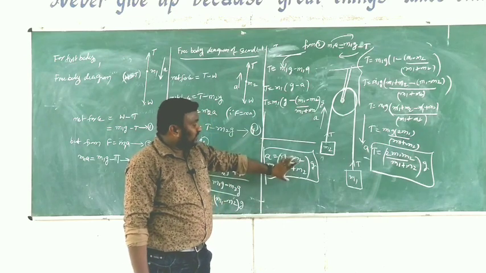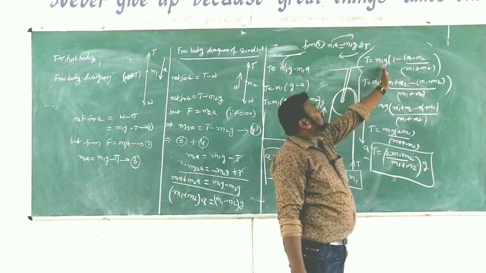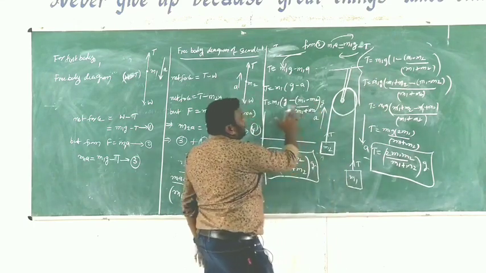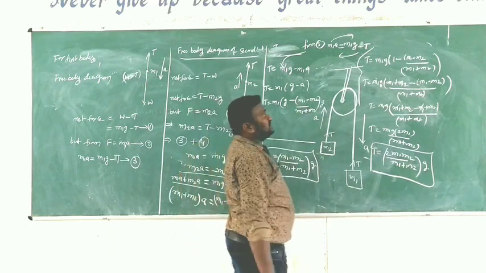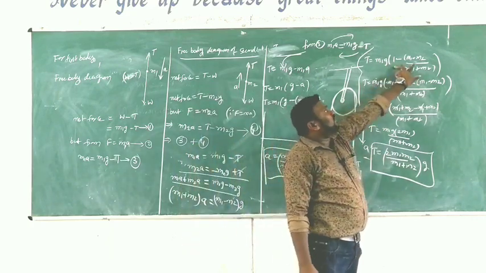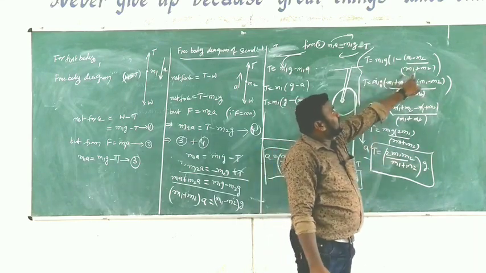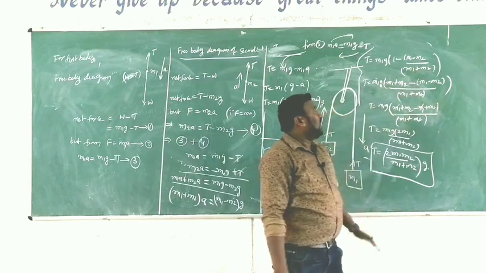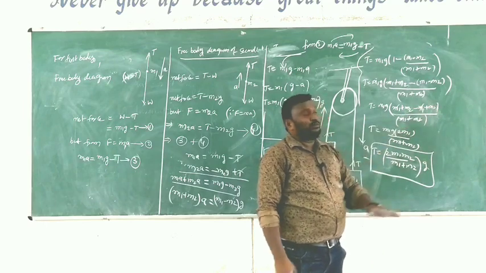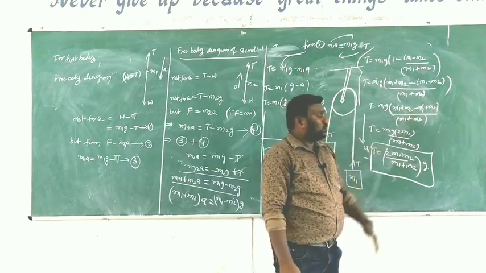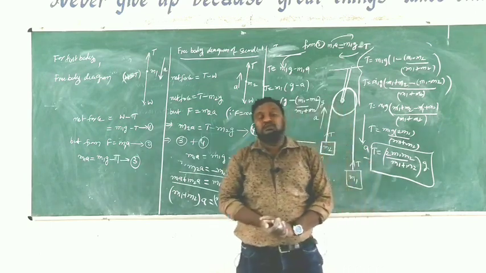The a value is this one, and we substitute this value there. Then T is equal to m1 into g minus this value into g. g is common, so we get 1 minus m2 by m1 plus m2, and again we take the LCM: 1 into m1 plus m2 minus m1 minus m2. Then m1 cancels, and we get m2 plus m2, 2m2. Then T is equal to 2m1m2 by m1 plus m2 into g.